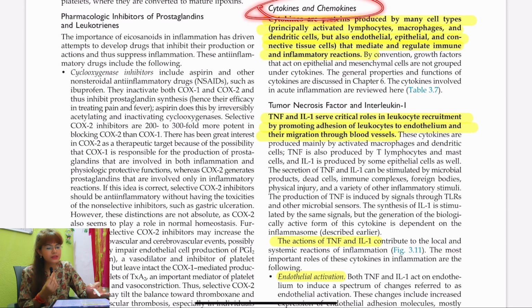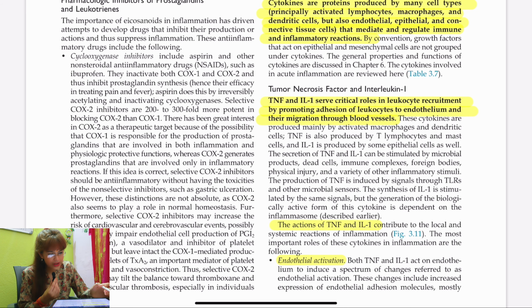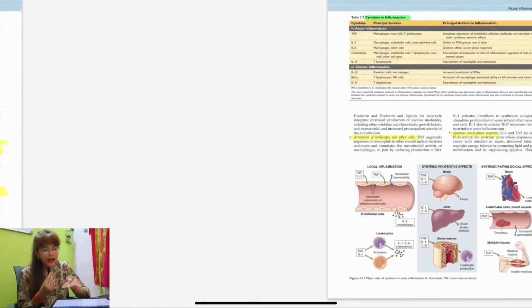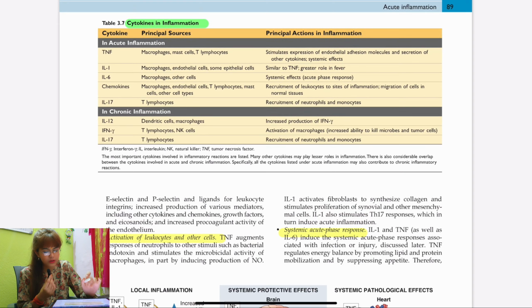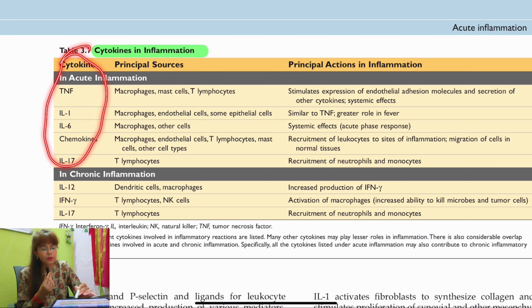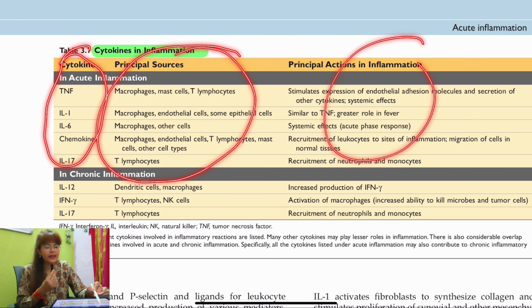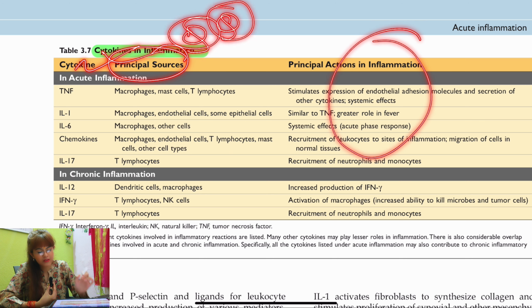So then cytokines and chemokines, the tumor necrosis factor and interleukin 1. Okay, they have a critical role in leukocyte recruitment by promoting the adhesion of the leukocytes to the endothelium and their migration. The functions are endothelial activation, activation of the leukocytes, and the systemic acute inflammatory response. This is again a very important chart, because here you have all the cytokines and their principal sources and the actions. Actions are fine, but principal sources are very, very important.